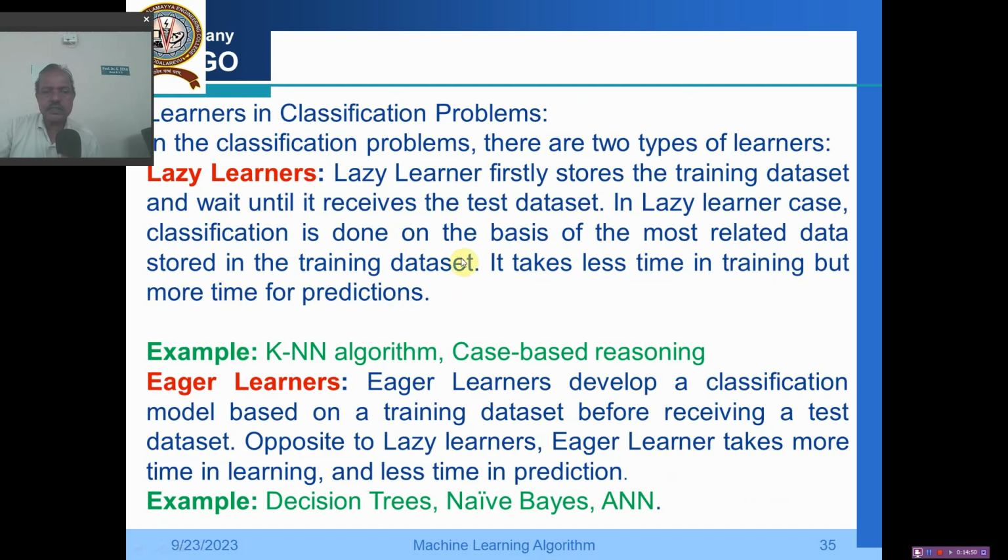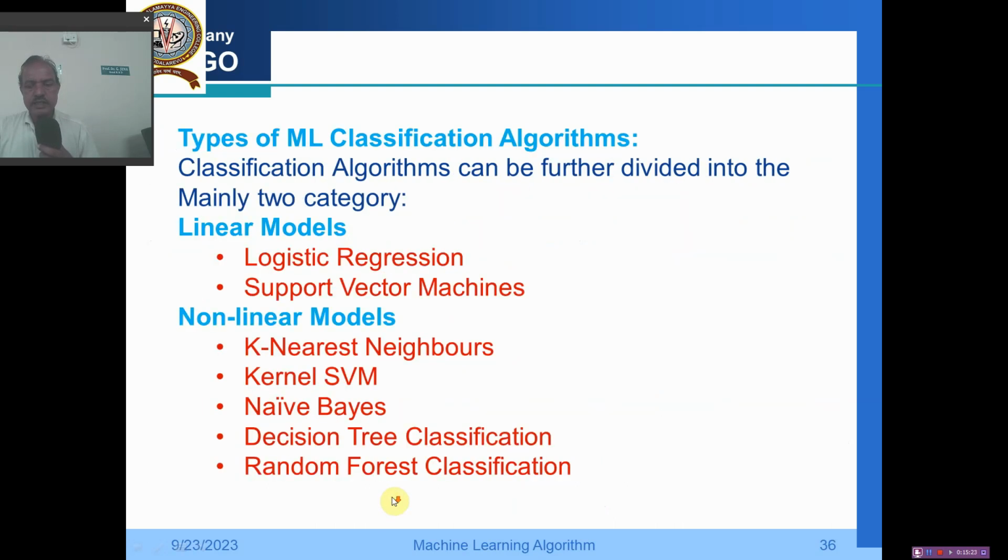Then the learners in a classification problem, we have two types of learners. One is the lazy learner, another is the eager learner. The lazy learner first stores the training data set and waits until it receives the test data set. So here the training time is fast, but prediction takes more time. Example is the KNN algorithm, case based. Another is the eager learner. Here the training time is more, but prediction takes very little time. Examples: the decision tree, naive Bayes and ANN.